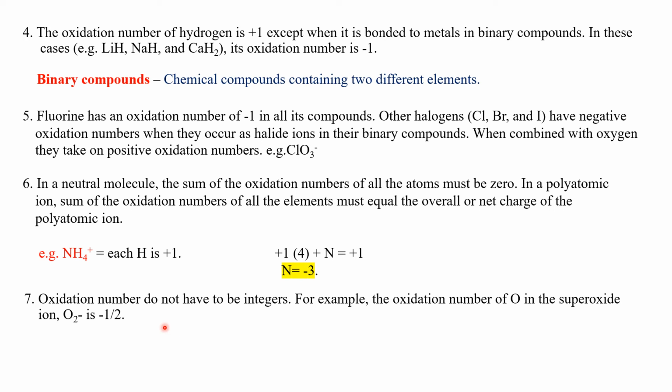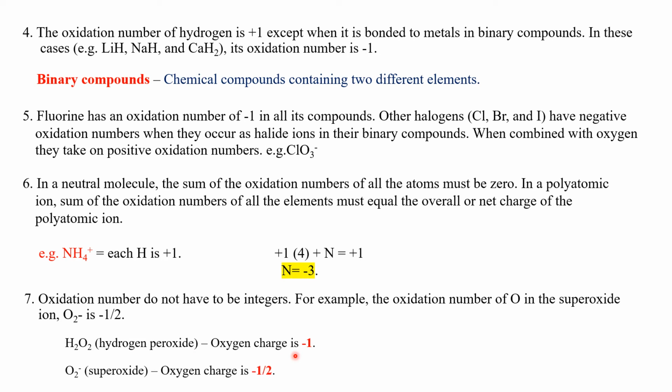The last rule is the oxidation number on oxygen. Usually the oxidation number on oxygen is -2. However, in peroxides and superoxides, this is different. You can see in hydrogen peroxide, or any kind of peroxide, the oxygen charge, if we calculate, becomes -1. In superoxide, the oxidation number of the oxygen is -1/2. Because there are 2 oxygen atoms, the overall charge is -1. So -1 divided by 2 becomes -1/2.